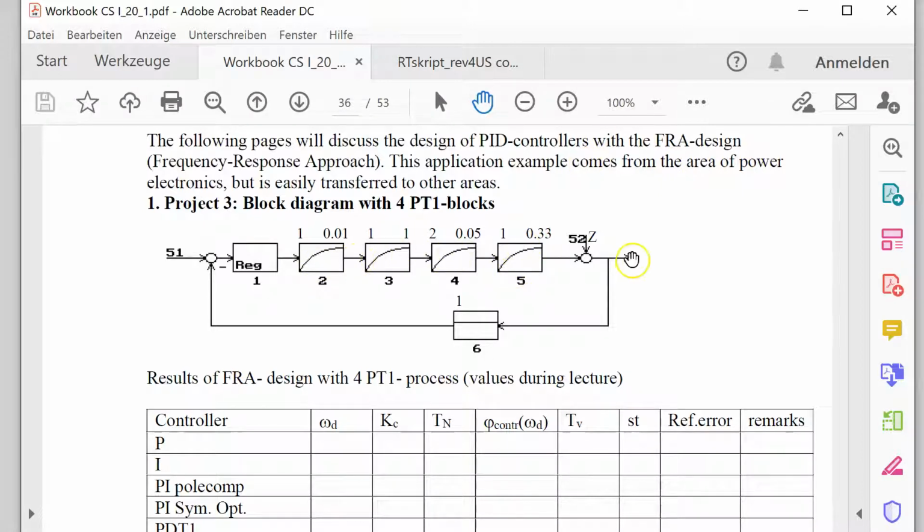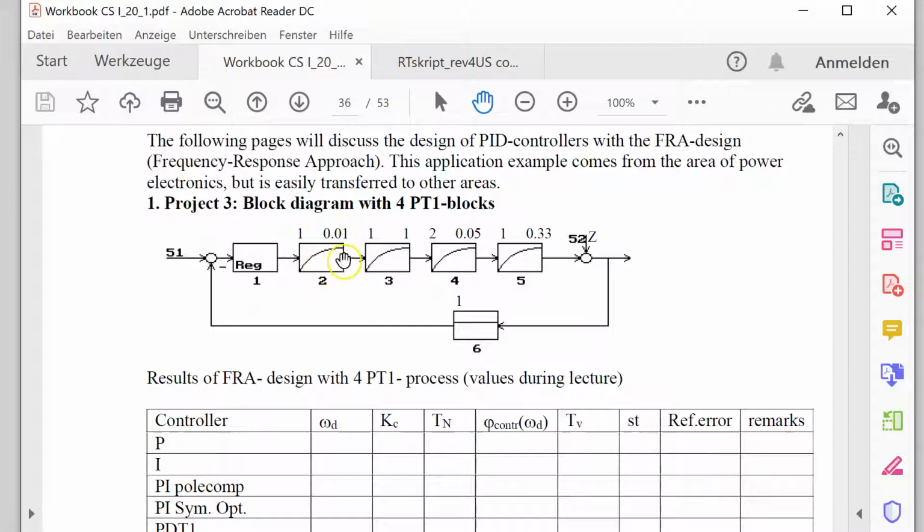Let's assume that this is a speed control. This is the speed of a system, and we want to control the speed by giving the desired value for the speed. And the power system here has 4 PT1s with 4 different time constants. Here you see 330 milliseconds, 50 milliseconds, 1 second, 10 milliseconds are the values.